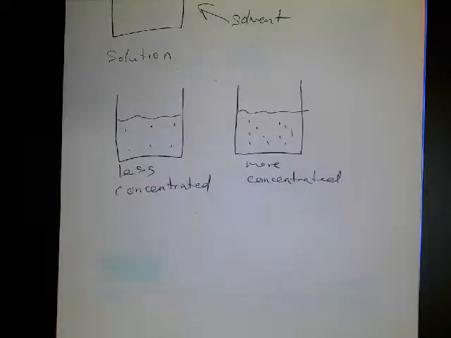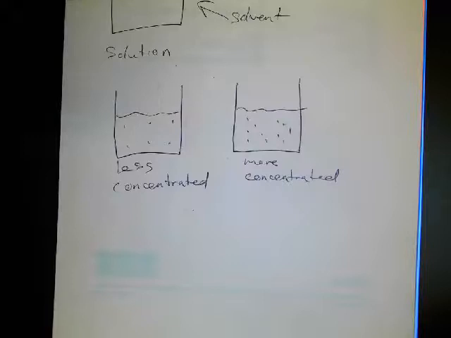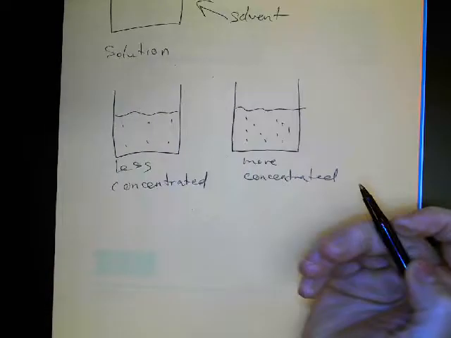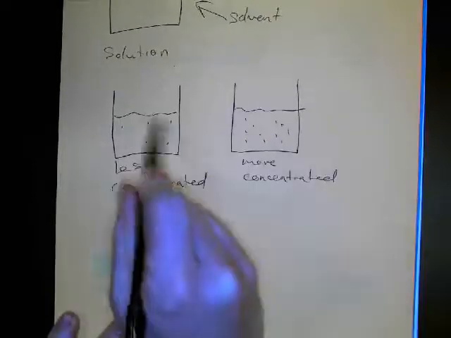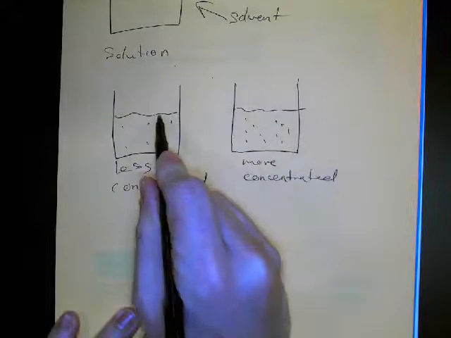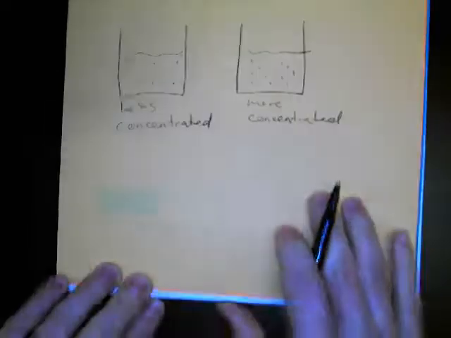But what we're talking about is that the concentration is about sort of the ratio between the solute particles and the solvent particles. So right now what we see is that if the two solutions have the same amount of volume, the one with more particles is more concentrated. We could do it differently.